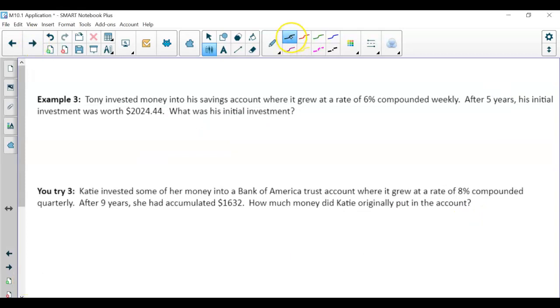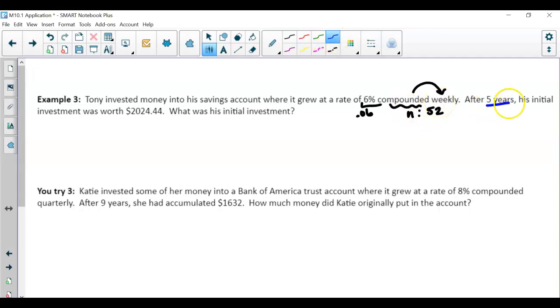And so now in example 3, as we're reading through this, Tony invested money in a savings account, it grew at a rate of 6% or 0.06 compounded. So now we're dealing with a compounding formula. Compounded how often? Weekly, which means we have n, which is equal to 52. So we're going to use our formula where we are compounding with that value of n.